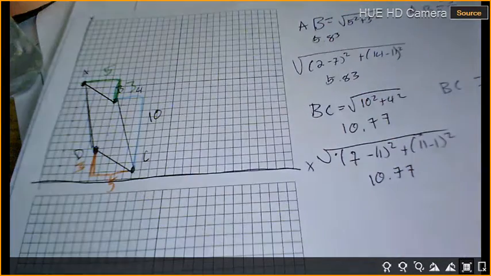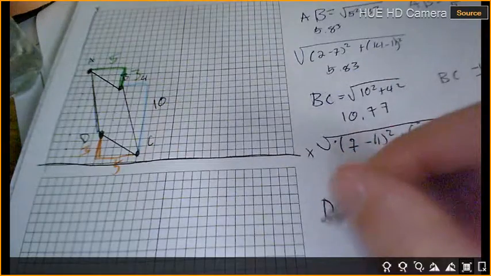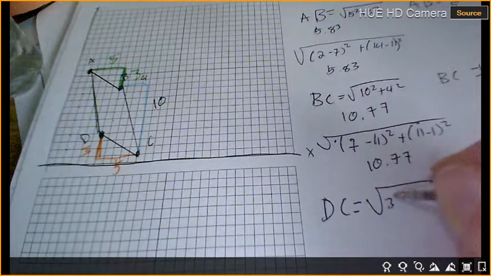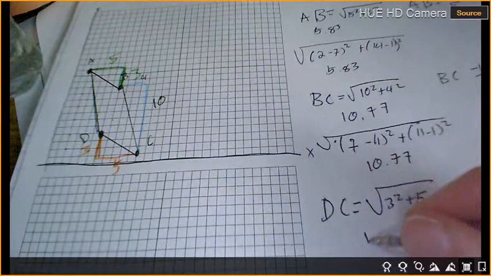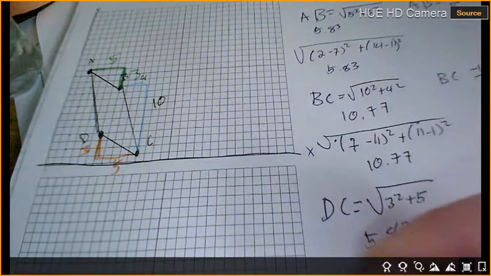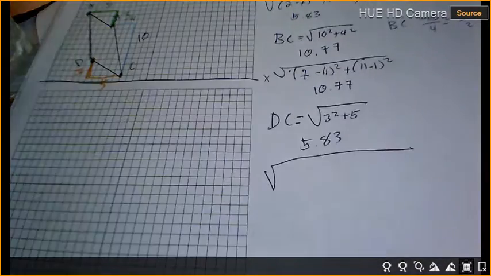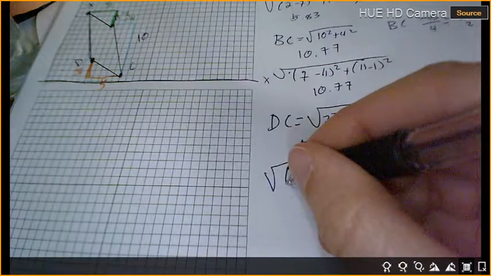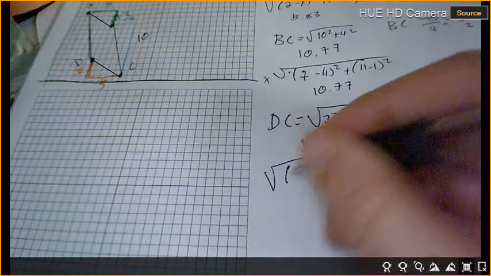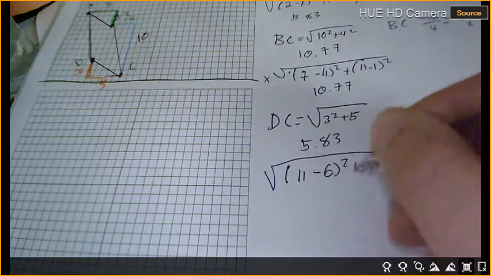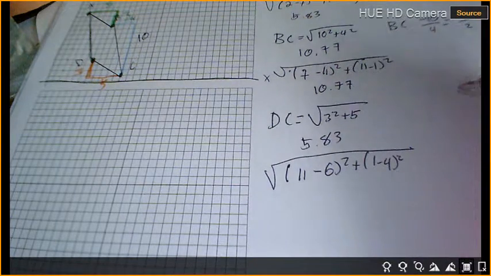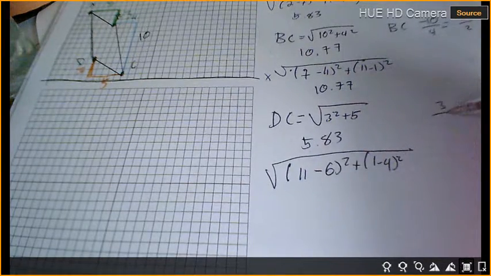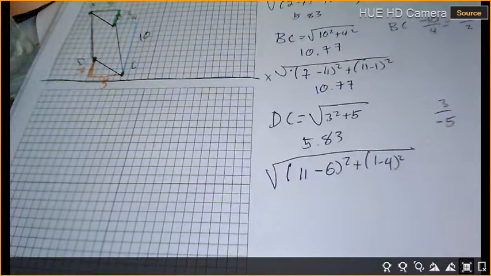For D to C, I went over 5 up 3. So D to C gives me 3 squared plus 5 squared, which gives me 5.83. And I can also do it the algebraic way, which we're doing C to D. So we're going to go 11 minus 6 squared plus 1 minus 4 squared. Gives me the same answer. And D to C is 3 over negative 5 is my slope.